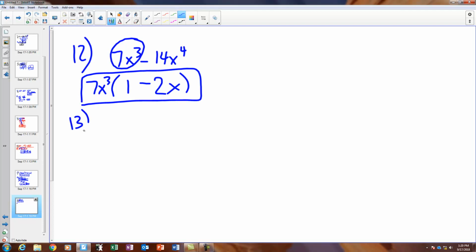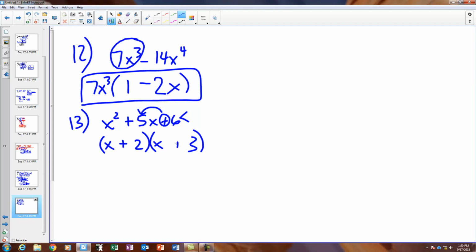Number 13, x squared plus 5x plus 6. Just standard factoring, it'll be x and x. Factors of 6 that add up to 5 would be 2 and 3. Because the 6 is positive, the signs have to match. In order to add up to 5, I'm going to have a positive 2 and a positive 3. And that would be that question.